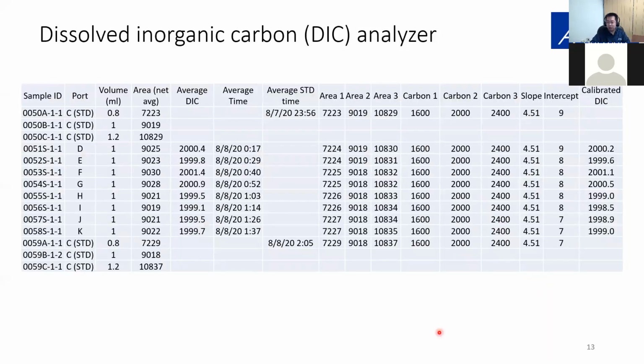Here's an example of calculating the calibrated DIC. This system with LI-7815 is very stable. So over time, it doesn't drift much. As we can see here, the area of the 3 volumes of the same standard changed only on the unit digit within about 2 hours.